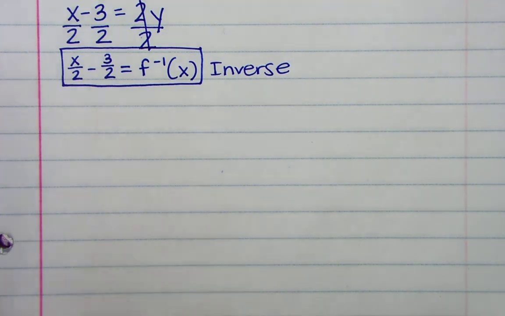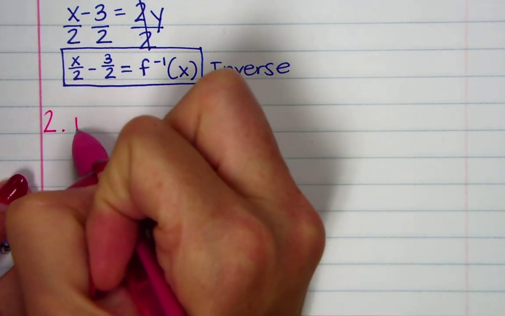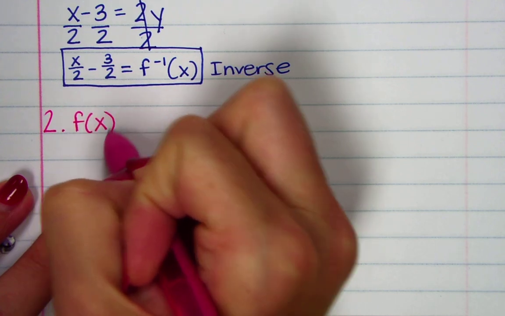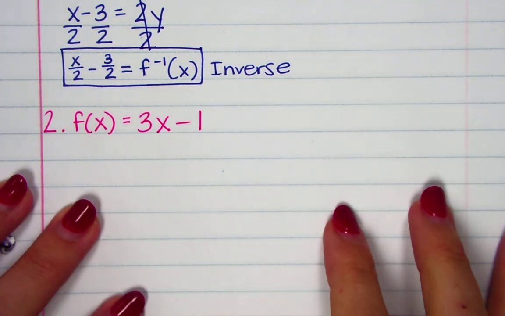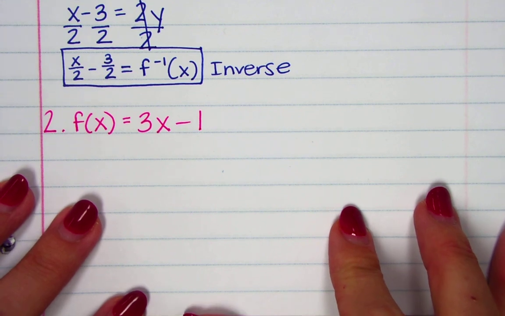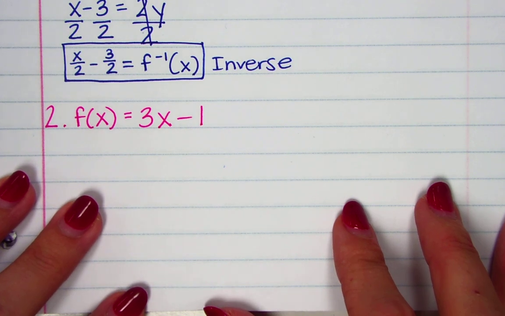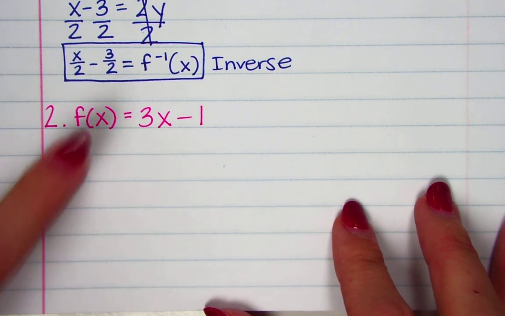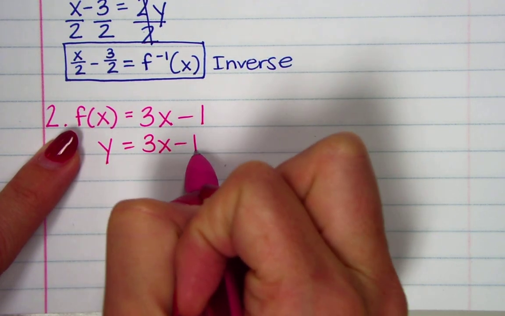Next one we're going to do graph as well. We're going to do it the same way. I've got number 2. This one, f of x equals 3x minus 1. We're going to look at number 1 and do the same steps. What was the first thing that we did? Change it to y, right? This is y equals 3x minus 1.